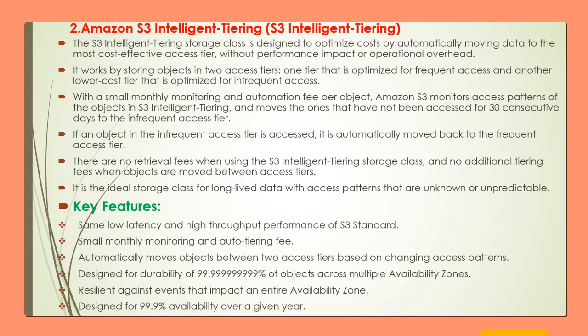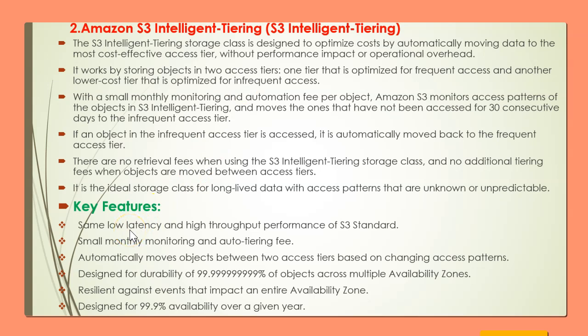There are no retrieval fees when using S3 Intelligent-Tiering, meaning moving from one class to a different class, and no additional tiering fees when objects are moved between access tiers. So it is the ideal storage class for long-lived data with access patterns that are unknown or unpredictable. It's best suited when you don't know the pattern of access of your data, or there is some unpredictability in how your data is accessed. Whether your data is going to be accessed frequently or infrequently, then you have to choose this one. And there are some key features of this storage.